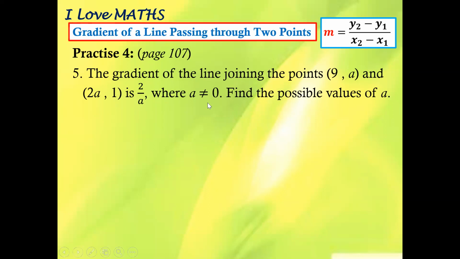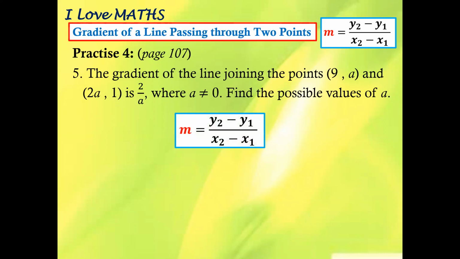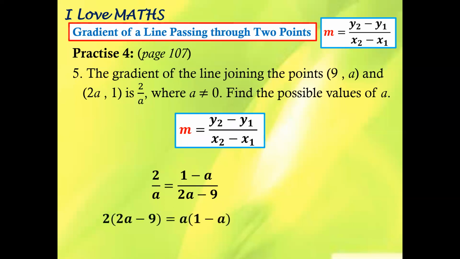Alright, let's let (9, a) be x sub 1, y sub 1, and then (2a, 1) is our x sub 2, y sub 2, and 2 over a is our m. Substitute to our formula, that will become 2 over a equals 1 minus a all over 2a minus 9. Cross multiply, so 2 times 2a minus 9 equals a times 1 minus a. And that will be 4a minus 18 equals a minus a squared.